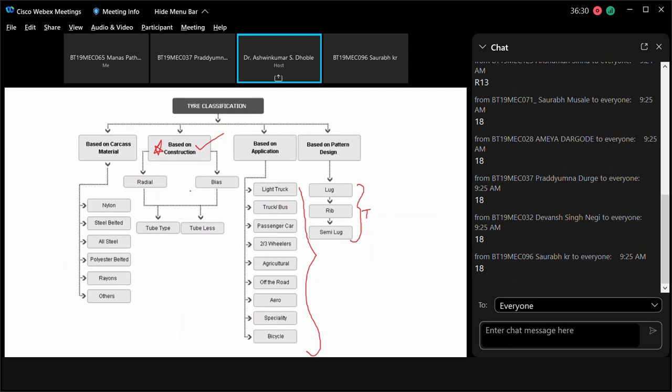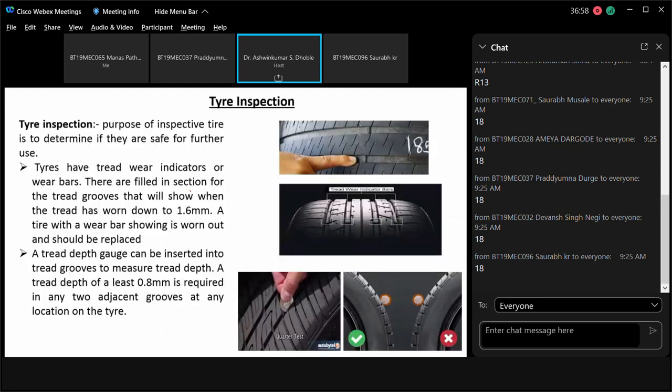Otherwise there are inspections which can be done with the help of instruments, and we are specifically interested in the inspection done using instruments. So radial run out, lateral run out, and then tire wear, those kinds of things we are going to see and discuss here. The purpose of tire inspection is to determine if the tires are safe for further use.